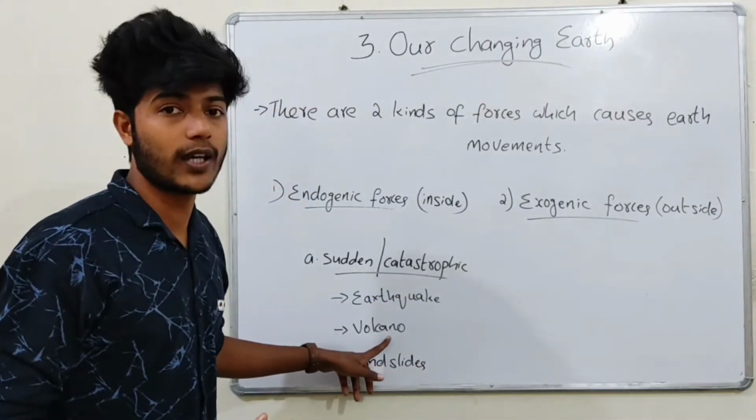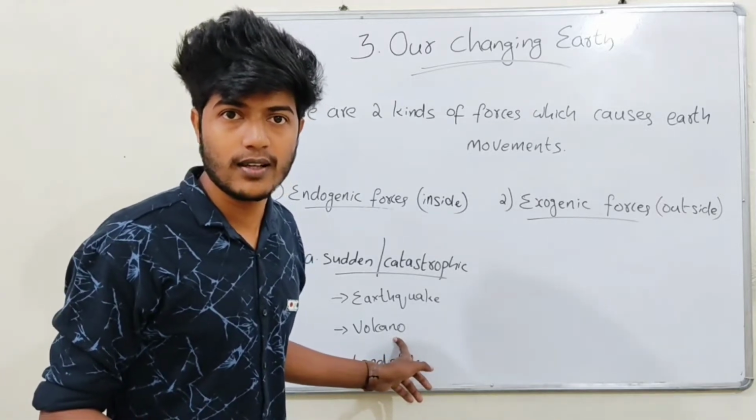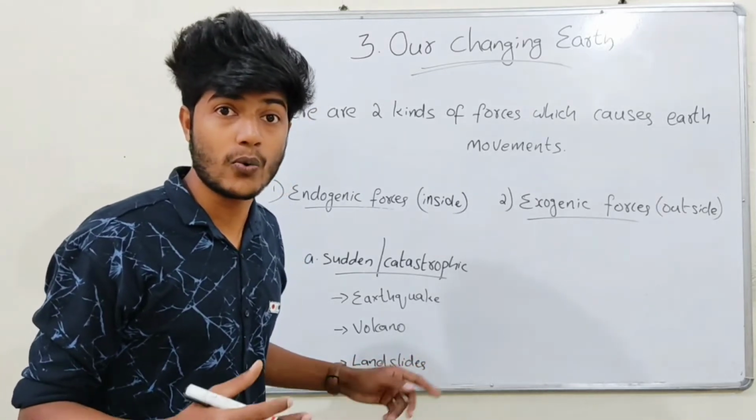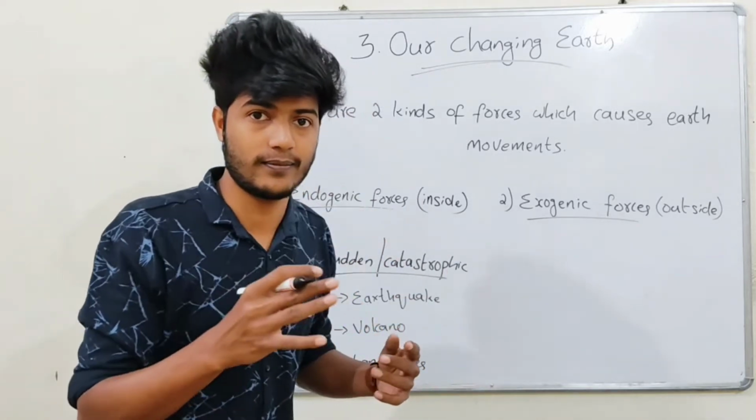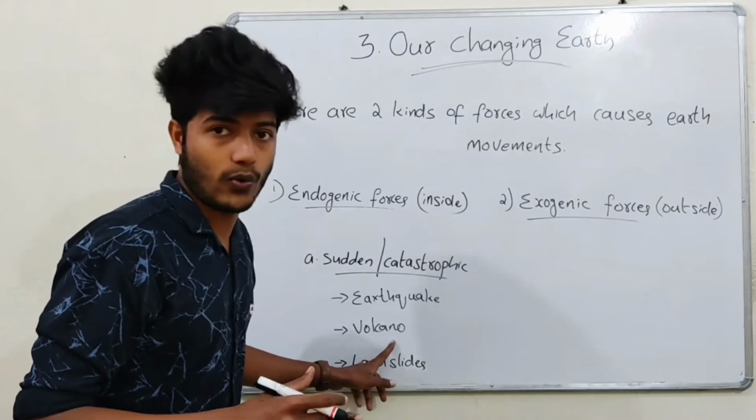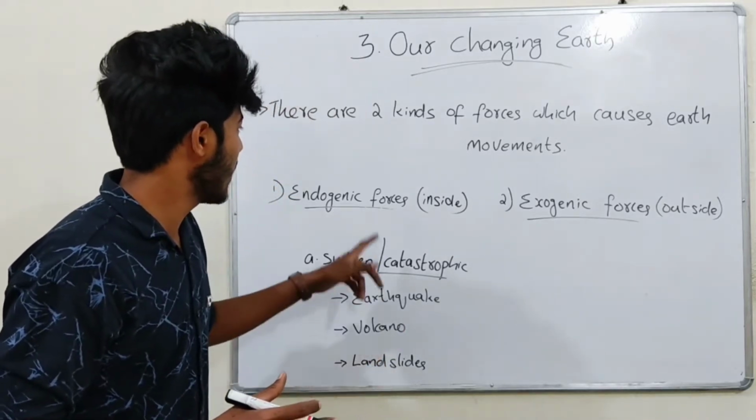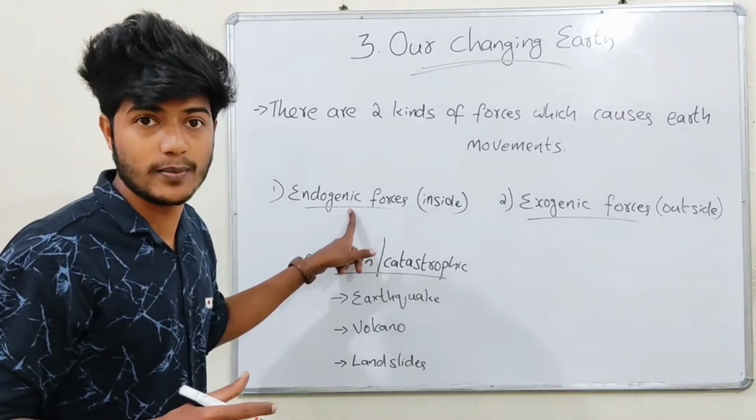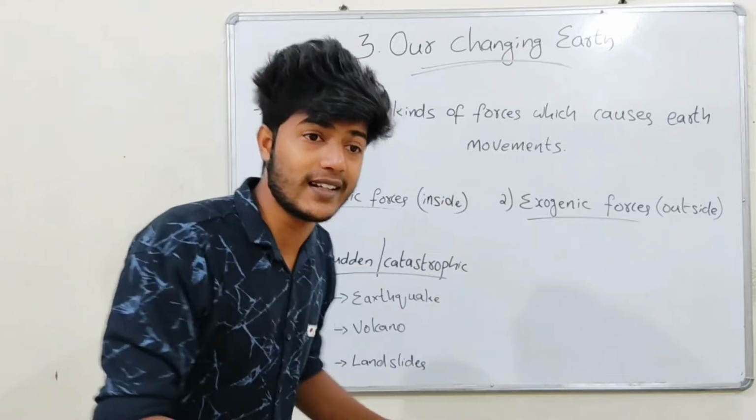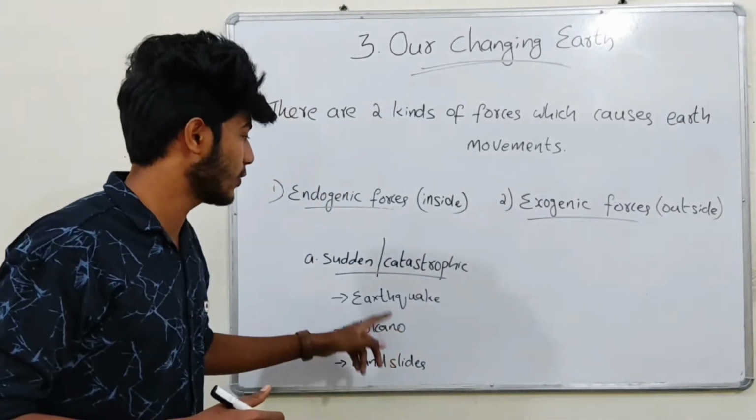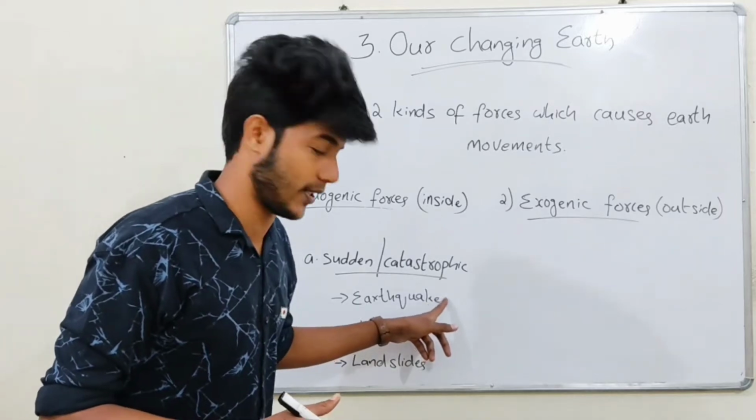Then the second one, volcano. Don't you know what a volcano is? Volcano means mountains which are spitting off fire. Now listen, volcanoes are also caused by endogenic forces. What does it mean? Volcanoes are also caused by forces from inside the earth. Then volcanoes are also examples for sudden or catastrophic movements.